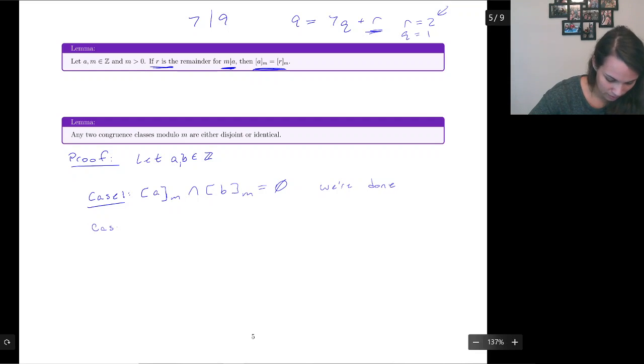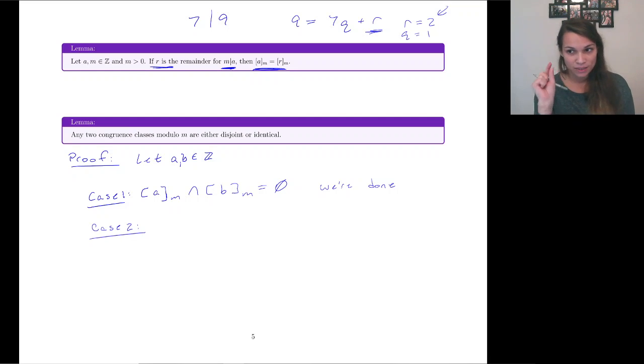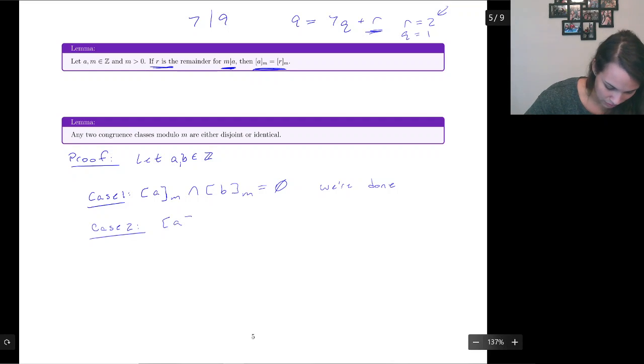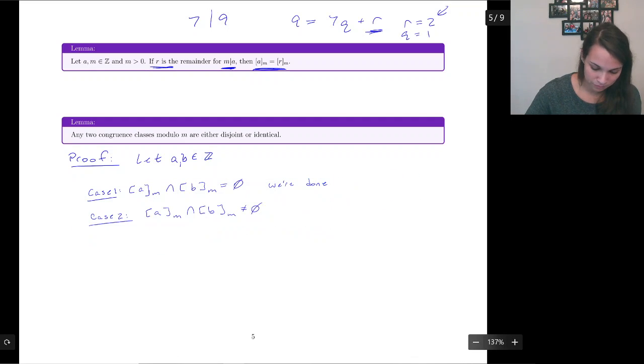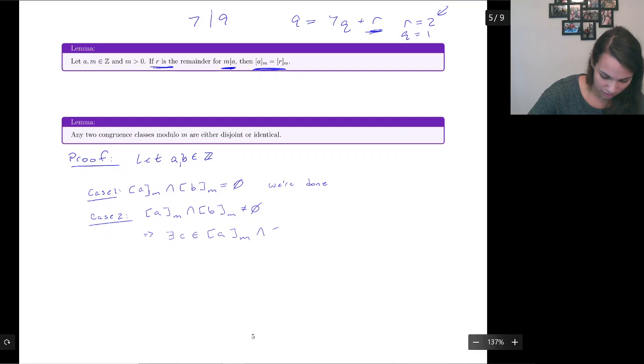The next case is maybe they do have some overlap, and our job is to prove that if they have even the slightest bit of overlap, even one element, they are completely the same. So our second case is that the intersection is not the empty set. There is at least one element that is in both of them. So there exists some element C in their intersection. Then we can write that out using the definition of intersection.